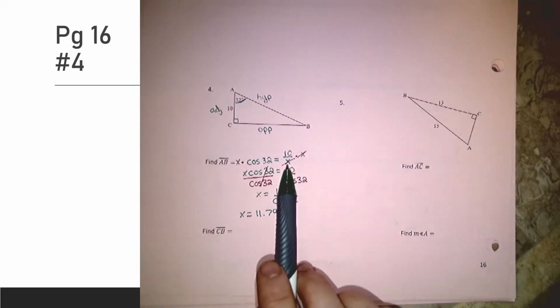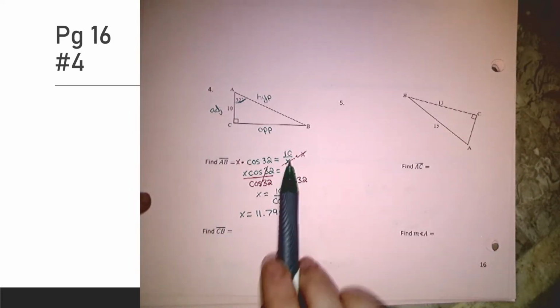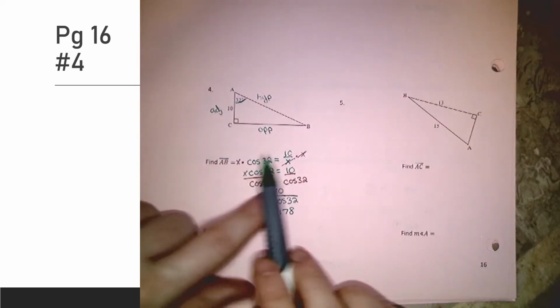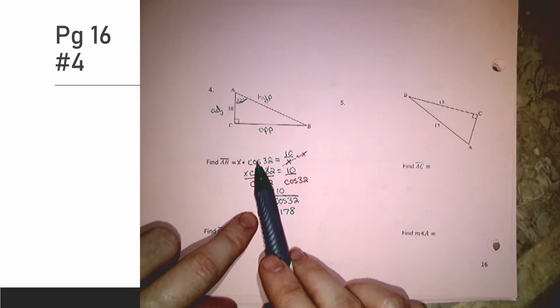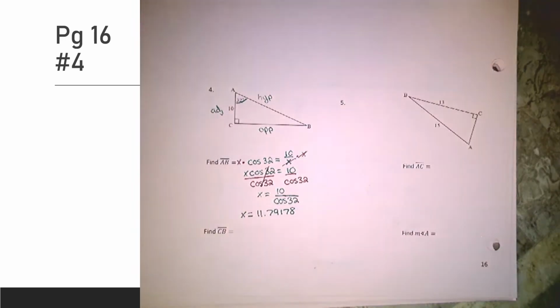So another way you can save some steps: if x is in the denominator over here, basically I know that these are going to flip. So x would just replace the cosine of 32, and the cosine of 32 would go under there. If you remember that, that's a little shortcut for you.